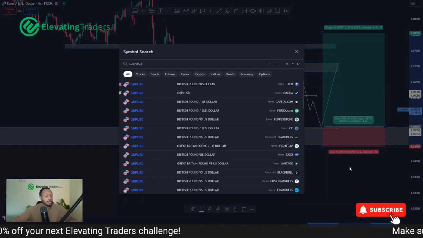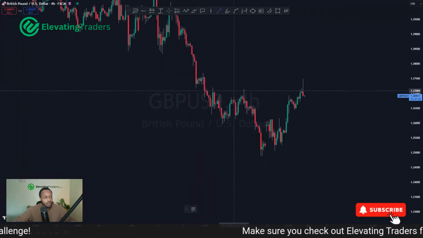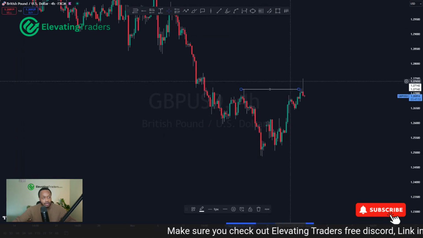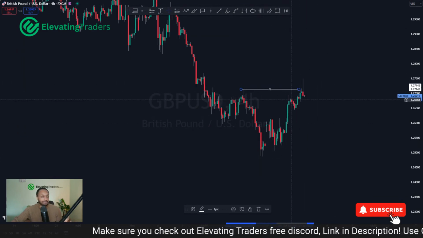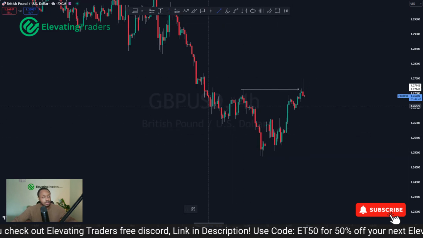As I said, Pound USD looks a lot better because I'm pretty sure we just about spiked through the highs. It would be nice if you saw a stronger candle closure. That was actually a pretty big pullback there. But Pound USD has made that move to the upside as well.